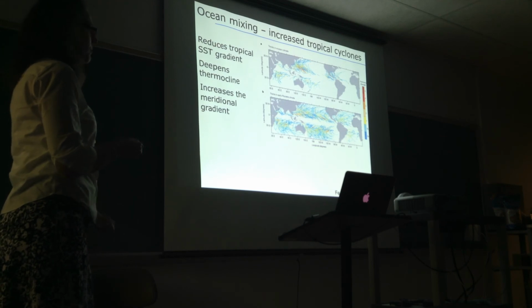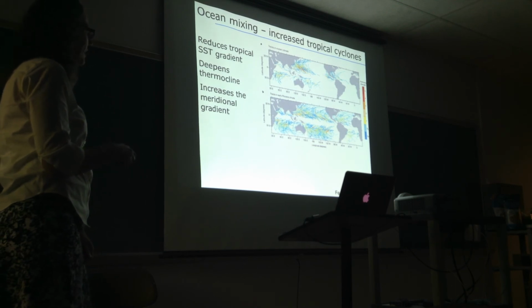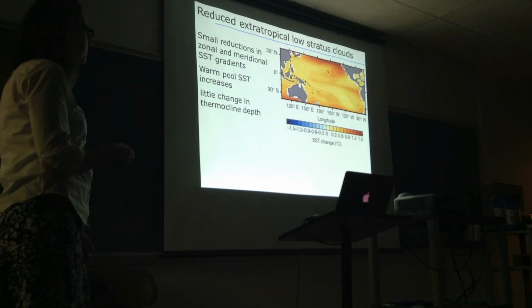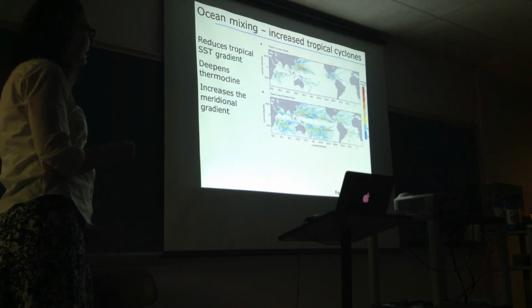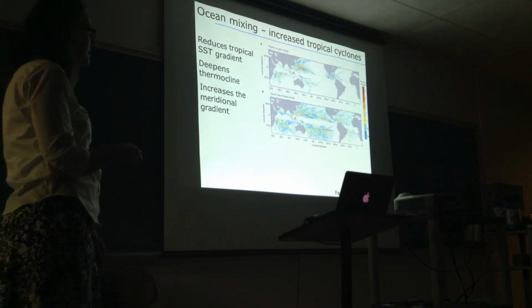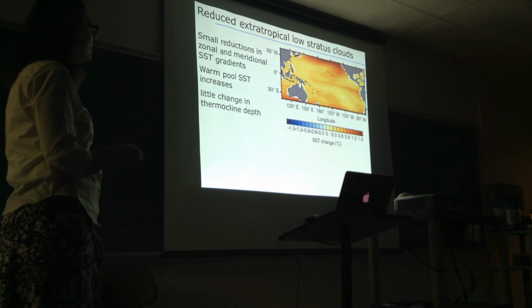If you increase the ocean mixing this way, you do get a reduced tropical sea surface temperature gradient. You do deepen the thermocline, and you do increase the meridional temperature gradient. But it doesn't quite get all of the features correct. But this does seem to be playing somewhat of a role.